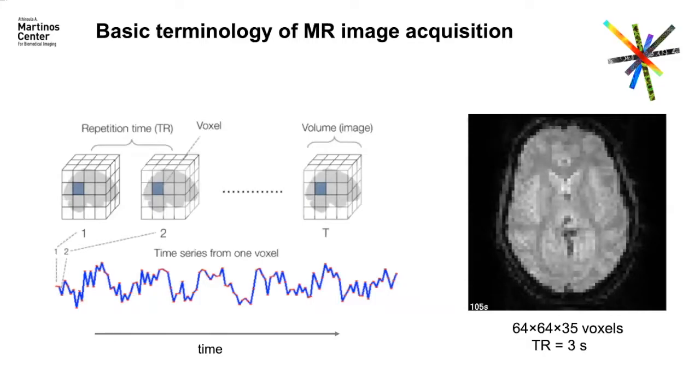So basically in fMRI we will get individual time series from each voxel in the brain. Here on the right you can see an example of how the fMRI image would look during the scan. The time between two neighboring time points is called repetition time, and it basically defines your temporal resolution.